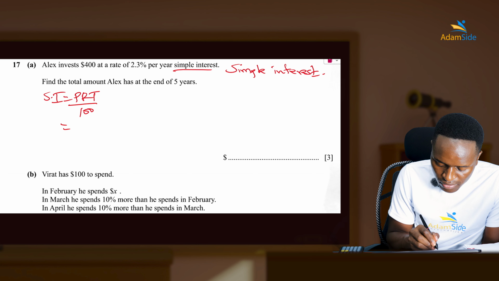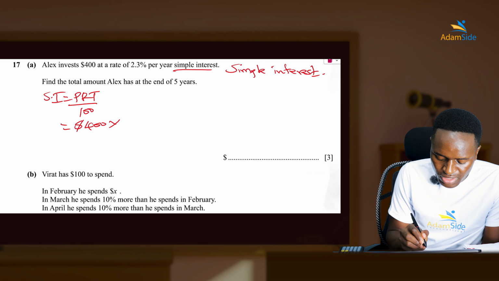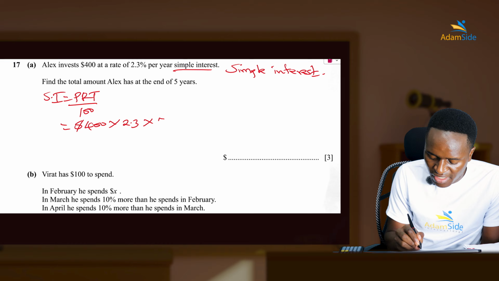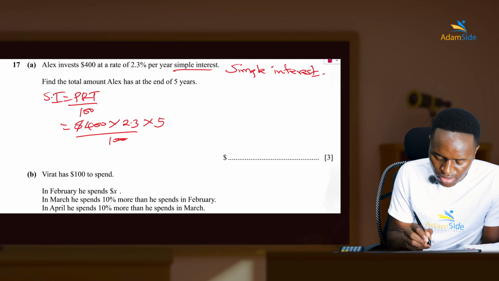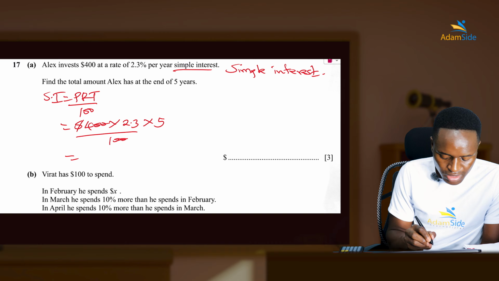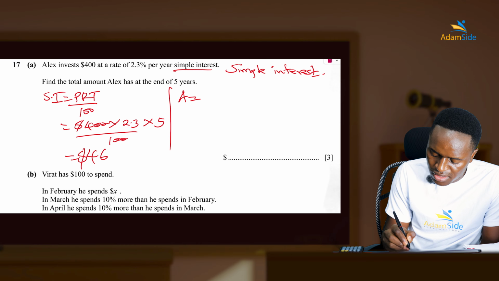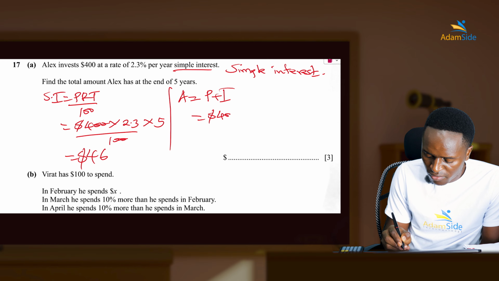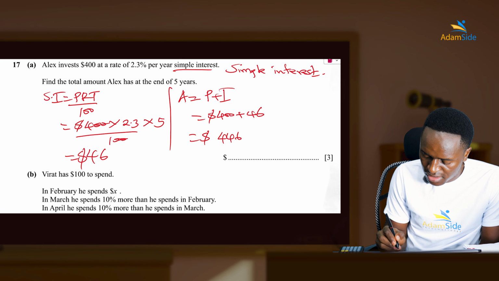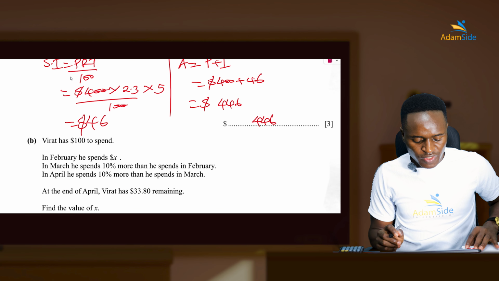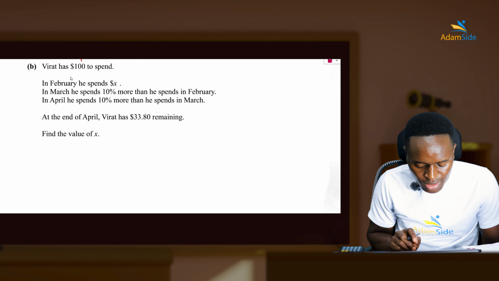So the principal is 400, times the rate 2.3%, times the time of 5 years, out of 100. The zeros cancel. Then 4 times 2.3, you get $46. The amount is always principal plus interest. The amount was 400 plus 46, and you end up getting 446. That's it. $446. Correct.